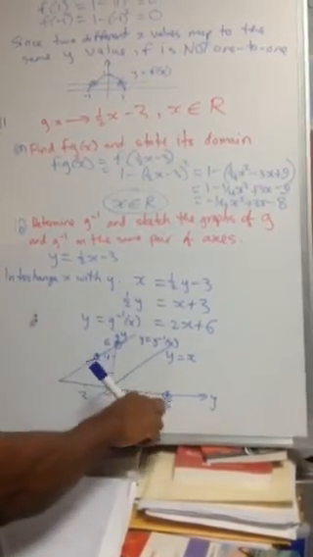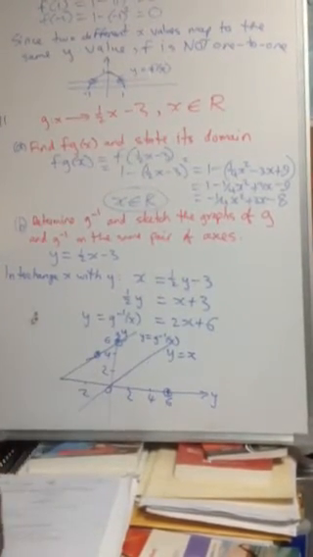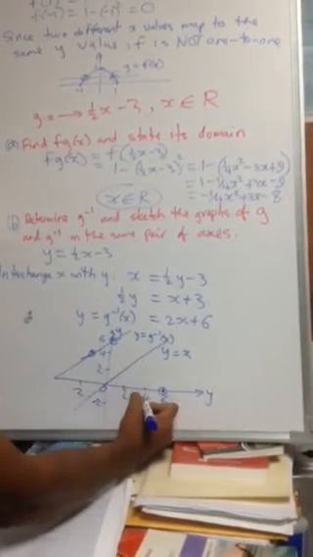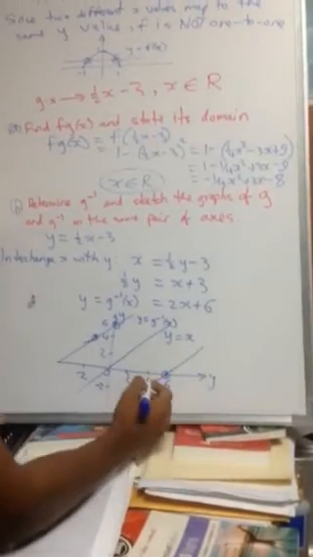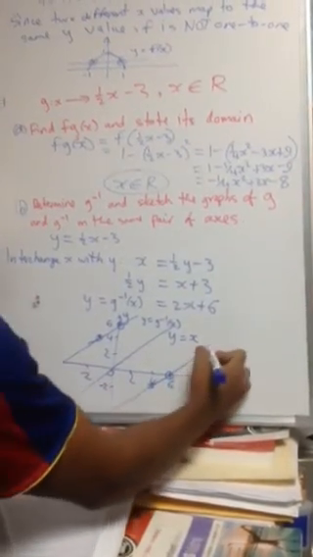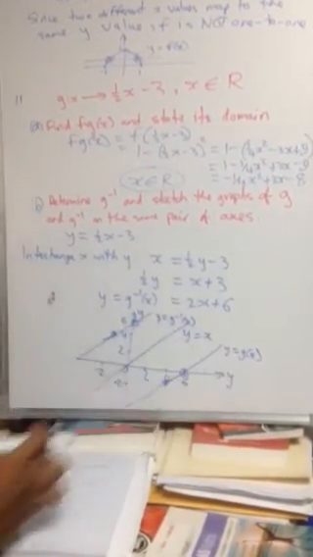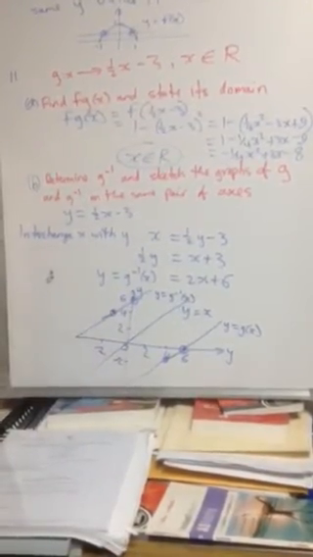G inverse, this is g. And we had minus 1, 4. So we will need to have 4, minus 1. That will be there. Join them with a straight line. And we see that g and g inverse are mirror images of each other in the line y equals x.